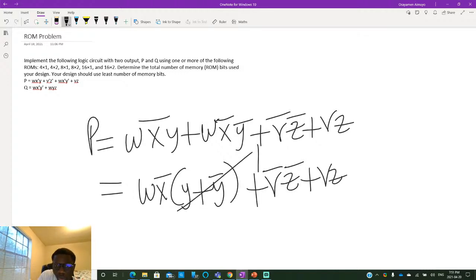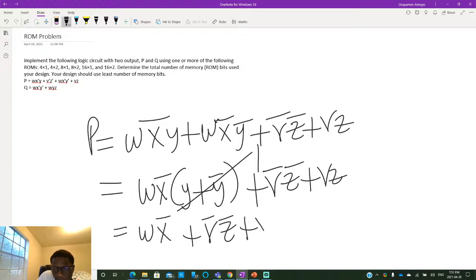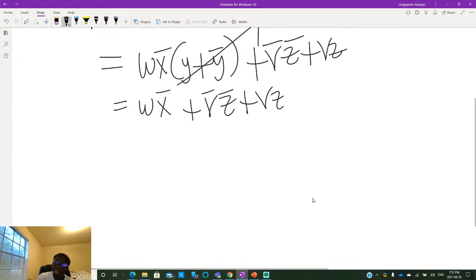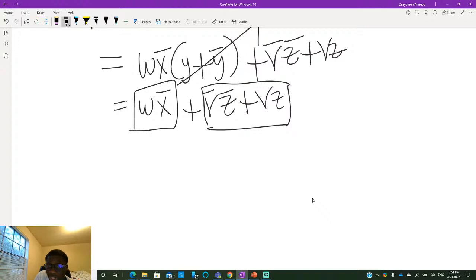Okay. So this is a 1, and we have WX bar or V bar Z bar, or VZ. Now, we are in luck because this term can be represented by one ROM. This can be represented by, specifically, a 4 by 1 ROM. This as well can be represented by a 4 by 1. So these are just minterms and combinations of minterms.